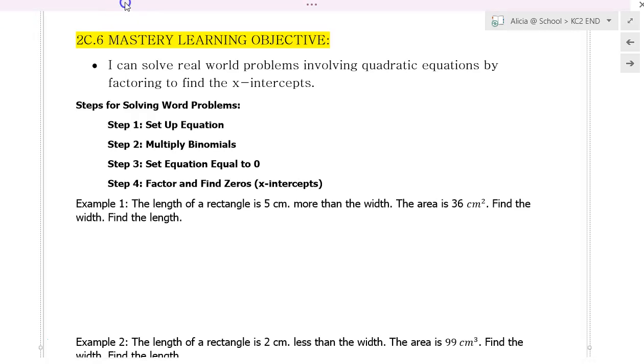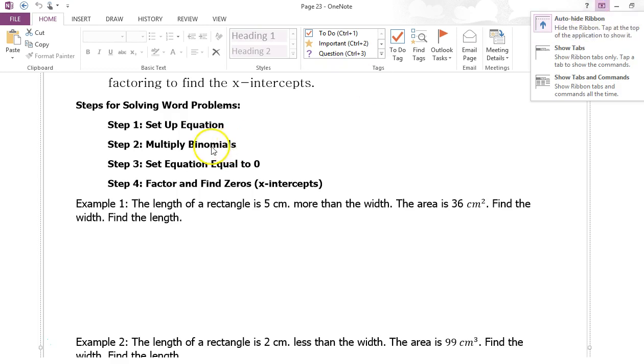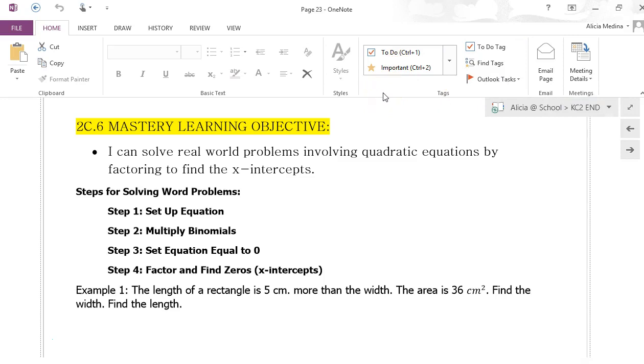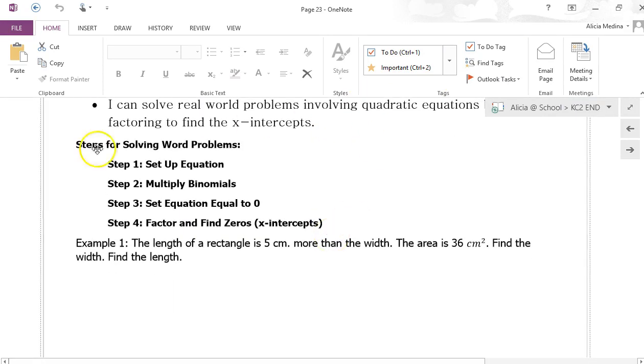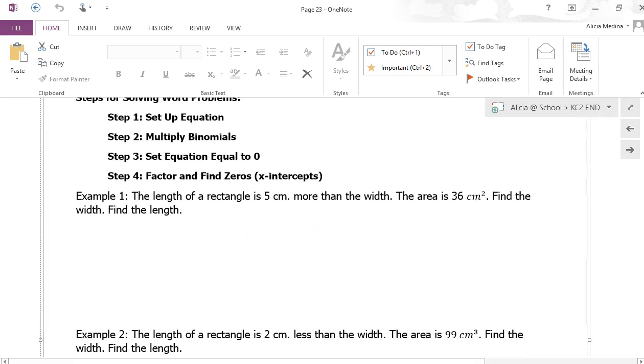Hey guys, in this video we're going to be covering target 2C.6, and our master learning objective is being able to solve real-world problems involving quadratic equations by factoring to find the x-intercepts. Kind of a mouthful. However, the steps that we're going to be following are going to be right up here at the top. So if you ever get stuck, please refer back to that.